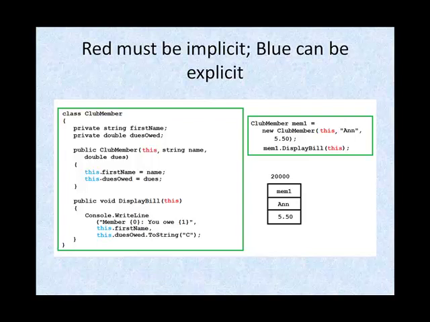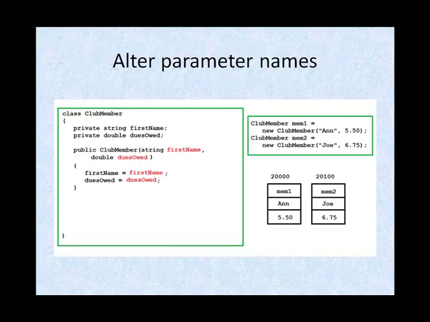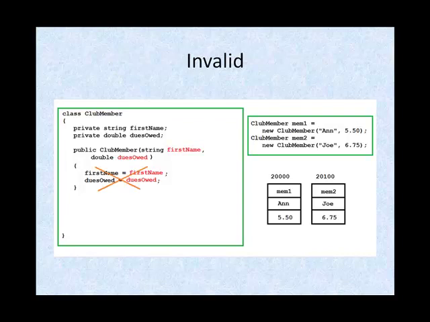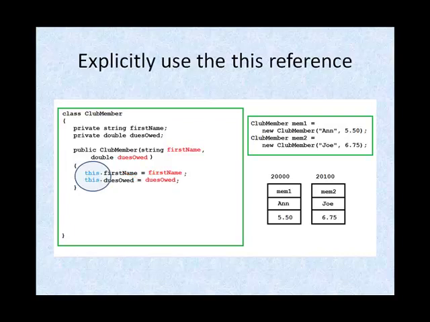Occasionally there are times when you need to use the this reference. For example, look at this constructor. The programmer has chosen to name the constructor parameters first name and dues owed. Those happen to be identical names to the fields. If you look at the statements inside the constructor, they assign first name to first name and dues owed to dues owed. They assign the parameter values to themselves, and the fields in the class never get set. So this doesn't work. What you can do if you want to use these parameter names is explicitly use the this reference with first name and dues owed. Now the parameters will be assigned to the class fields at the appropriate memory addresses.